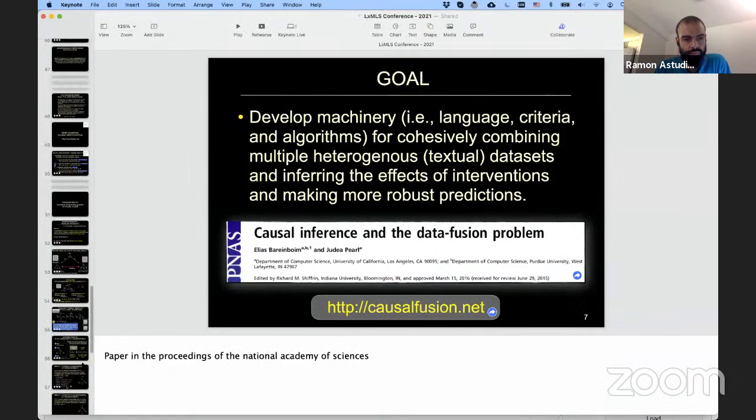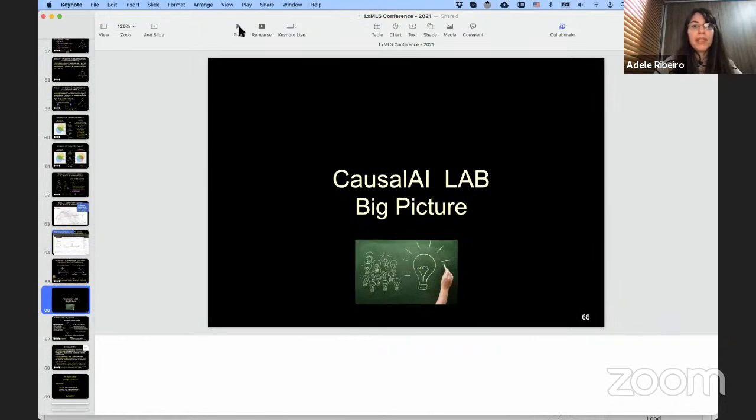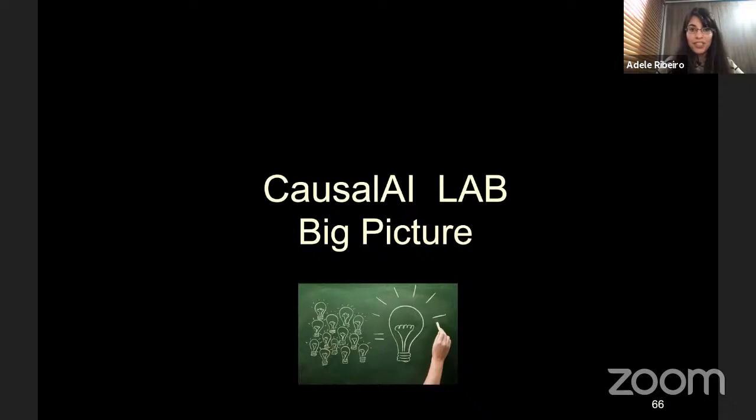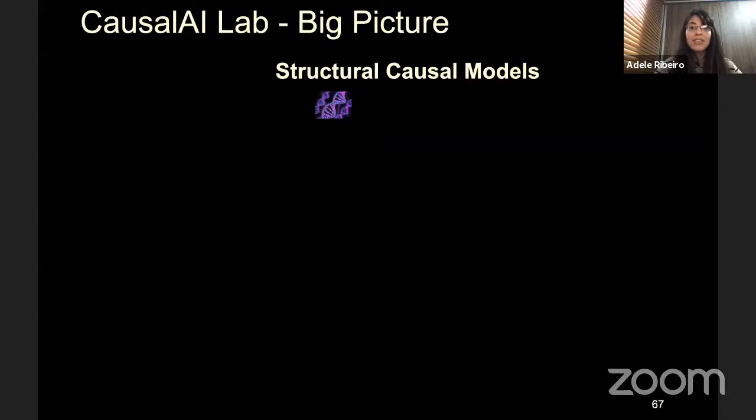It's just a few slides to explain what we've been working on in the lab. So, a big picture here. We use the structural causal model. The structural causal model actually underpins all the methods that we've been developing for causal inference. So this is our DNA. That's why we have this DNA here. Everything is coming from the structural causal model.